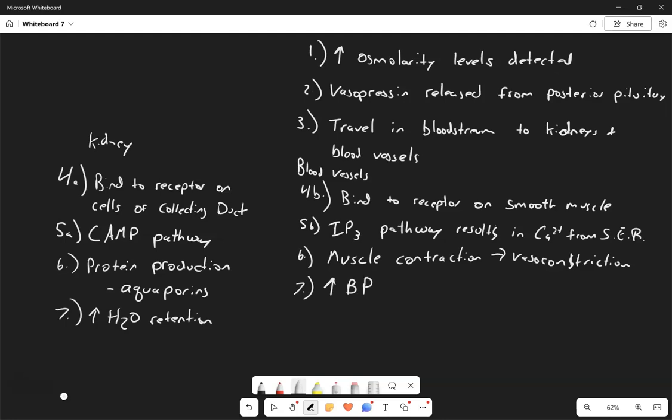So vasopressin, or antidiuretic hormone, has two different targets, two different pathways, and two different results from those different places.